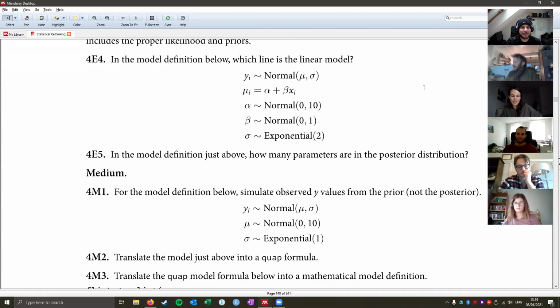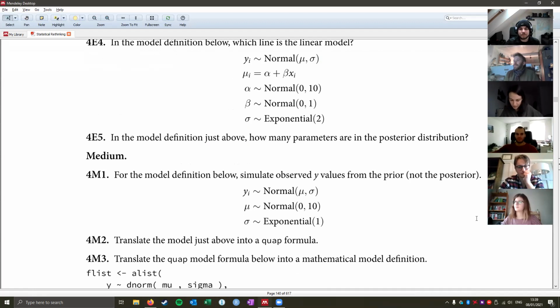All right, taking you back to 4E4. 4E4 was one I could even answer without this book, which was asking which one is a linear model, which is the second. I think we've all seen this lots of times. The fifth question is also concerning these terms, asking how many parameters are in there. Now there's alpha, beta, and sigma, so I'd say 3. I don't really think there's much to add there.